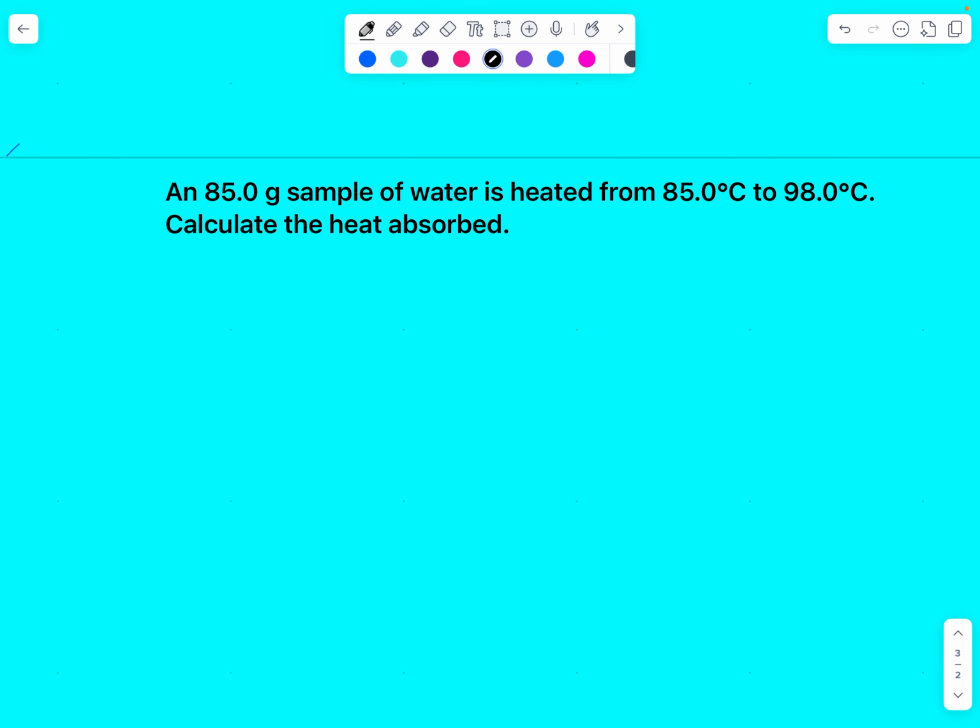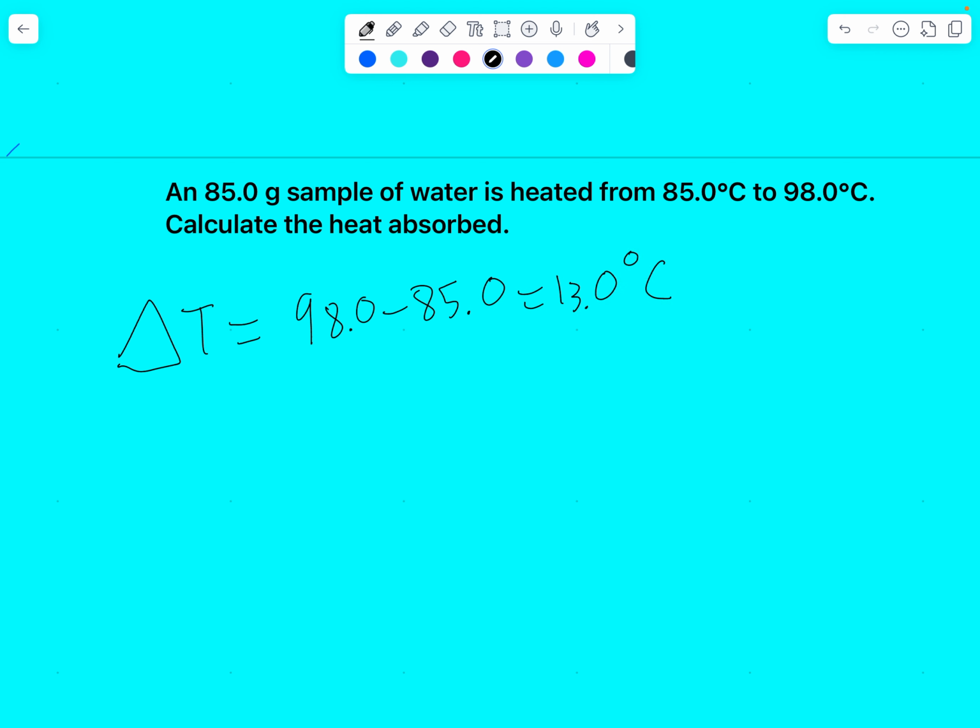An 85.0 gram sample of water is heated from 85.0 degrees Celsius to 98.0 degrees Celsius. Calculate the heat absorbed. So let's find delta T first. You got 98.0 minus 85.0 equals 13.0 degrees Celsius.